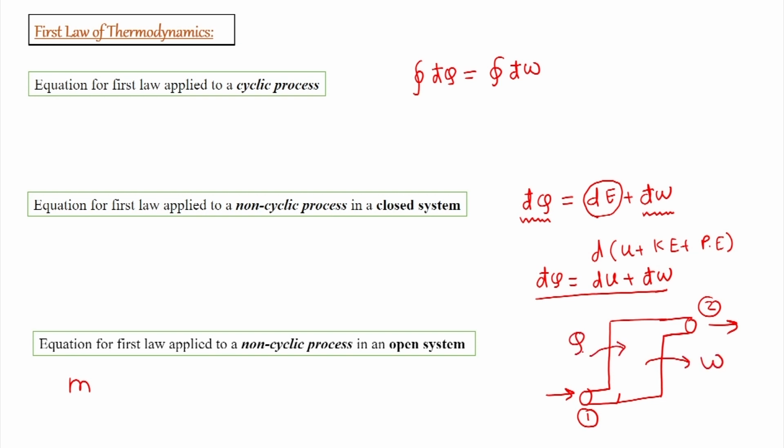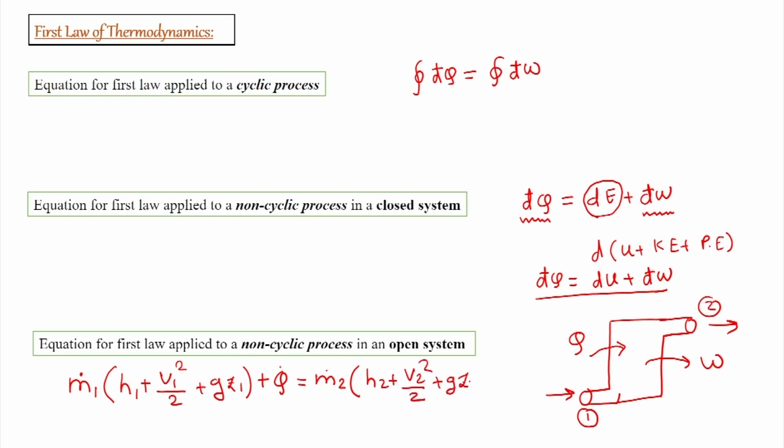and there is some heat addition to the system. Then if we consider all, the equation becomes m dot, which is the mass flow rate entering into the system, multiplied by H1 plus V1 square by 2, which is the kinetic energy, plus gZ1, which is the potential energy, plus Q dot is equal to m dot 2 into H2 plus V2 square by 2 plus gZ2 plus W dot.